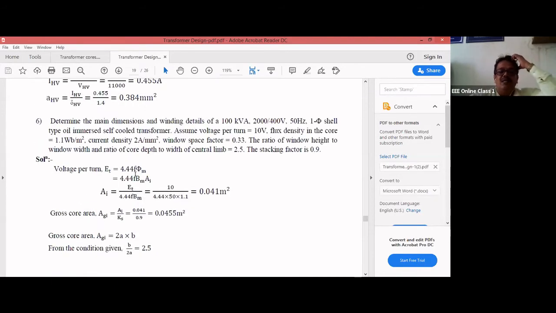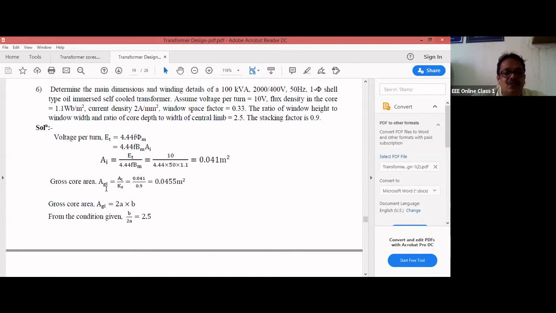So when they give Et, you can calculate Ai. Ai is something about 0.041 meter square. Once you know Ai, I can calculate the gross core area Agi. Agi is Ai by Ks, 0.041 divided by Ks, the stacking factor 0.9. This is the gross core area, 0.0445 meters square. You can see here, if you compare these two values, gross core area is more than the net iron area, because the gross core area includes the insulation part also.